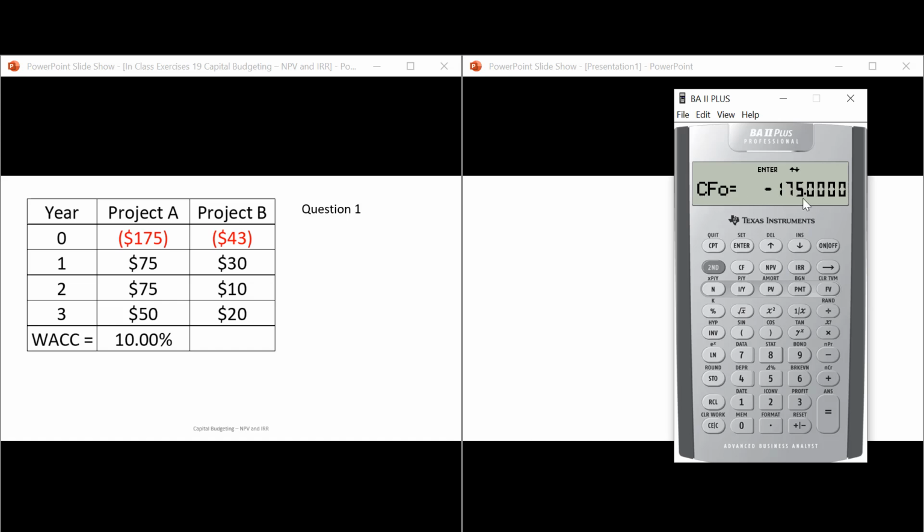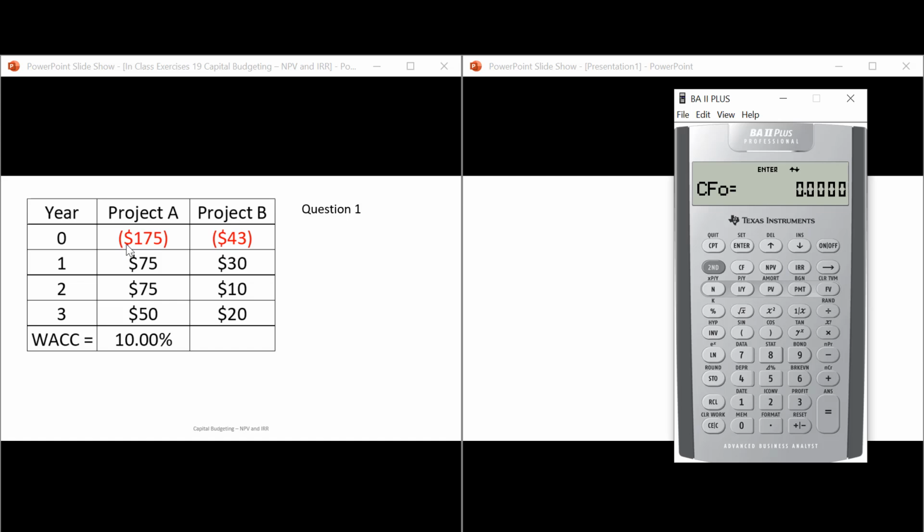And from a previous problem, I have minus 175 in there. And actually, that's this problem. But we're going to start from scratch. So I'm going to go CF, then second, and then clear work, so we're starting with a clean slate. If you don't do that, the calculator could have values from a previous problem in there, and that will screw up your results.